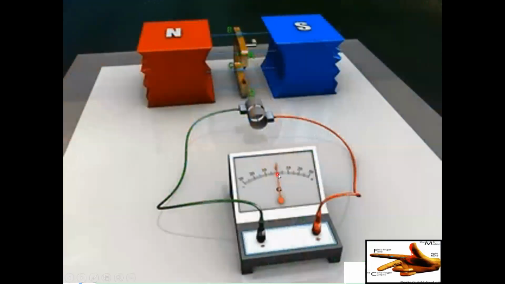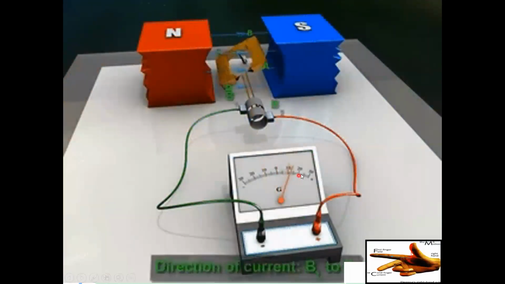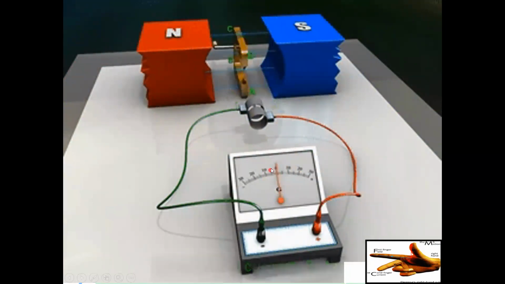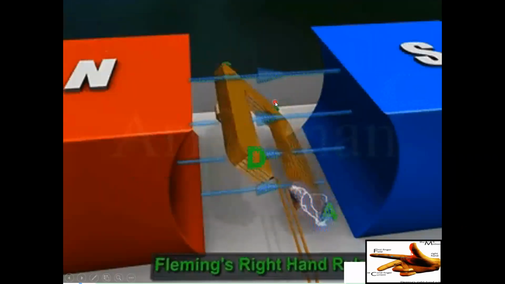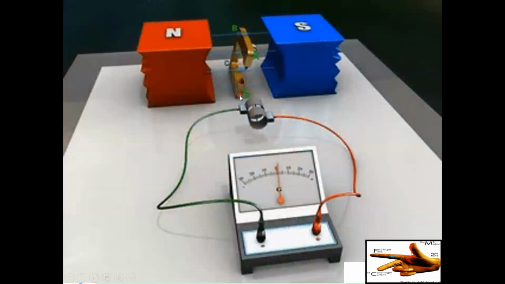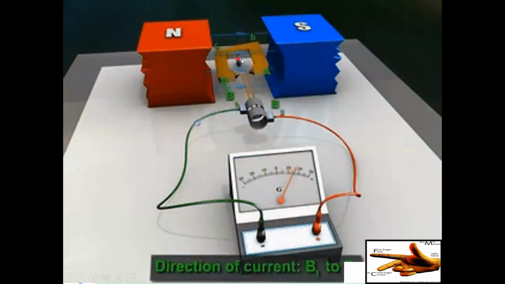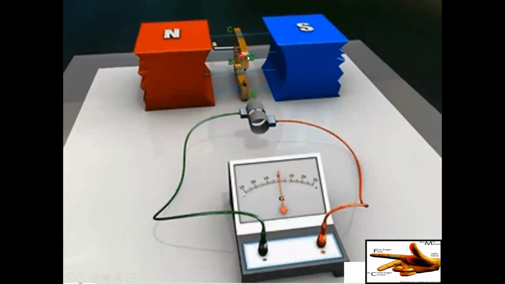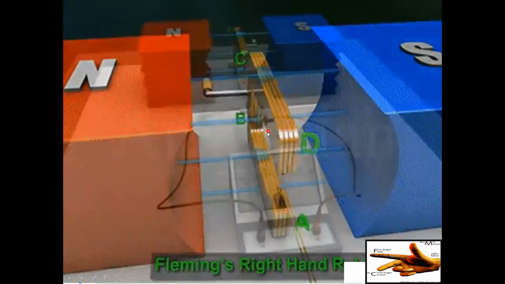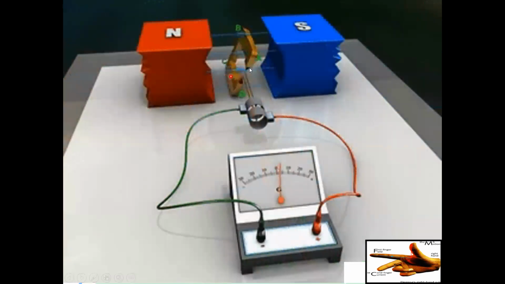And why is it moving right and left? Because the direction of the current is changing. First, the current is moving from left to right and then from right to left. And at which position will we have maximum current or maximum voltage? When the coil is exactly horizontal, there is a greater change in the magnetic field. That's why the induced EMF will be maximum.